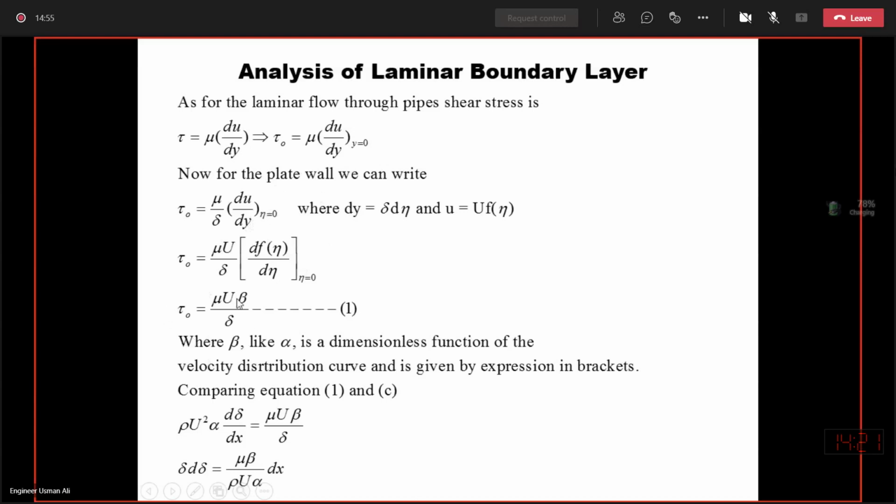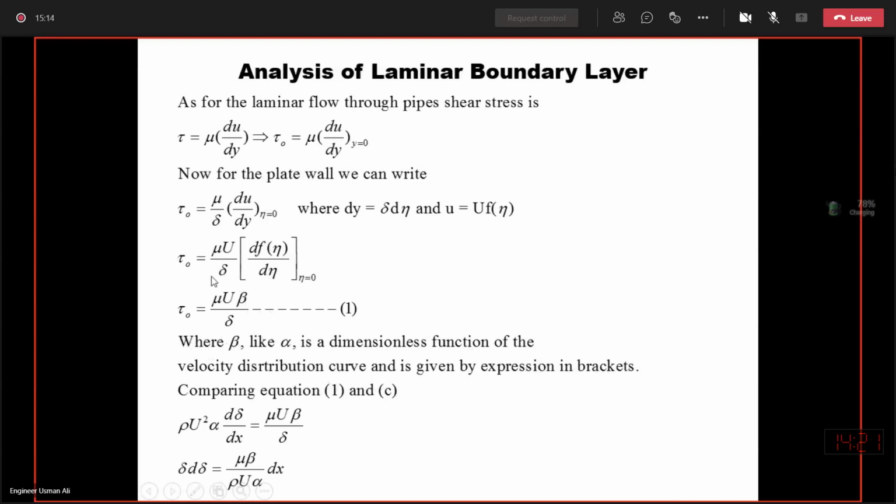Now further, if you simplify this, we can replace the term in the bracket with beta. So beta, just like alpha, is a dimensionless function of the velocity distribution curve and is given by the expression in the brackets. So this is another equation for the shearing stress in laminar flow.